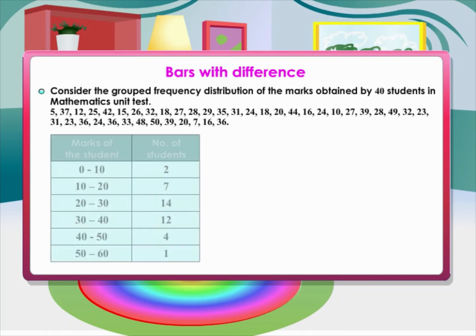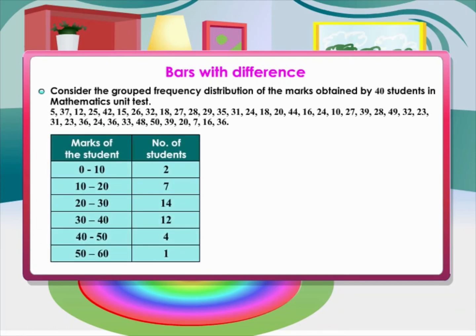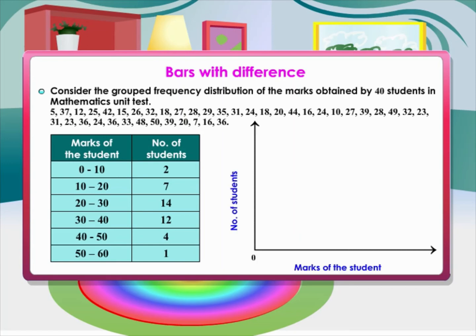Consider the same example as we have done in grouping data. The grouped frequency distribution of the marks obtained by 40 students in mathematics unit test. Now let us learn how to construct a histogram. First draw x-axis and y-axis. Mark class intervals on x-axis and frequencies on y-axis. Draw rectangles with class intervals as bases and the corresponding frequencies as heights.